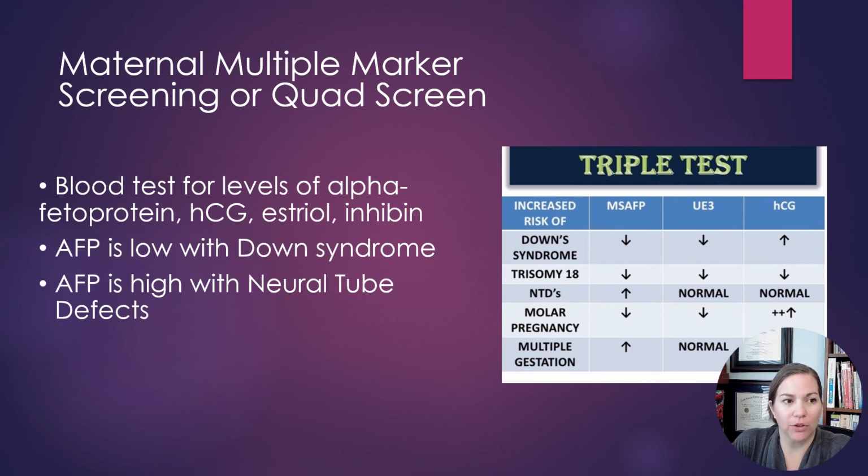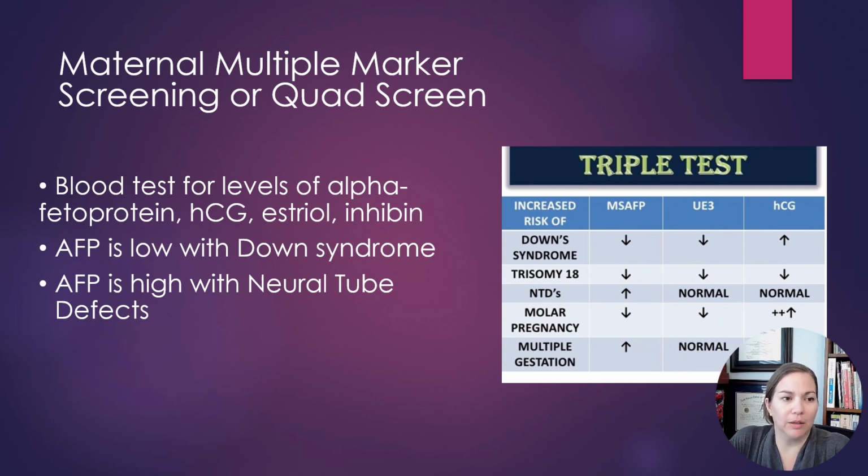All right, here's another view of the multiple marker screening, also called a quad screen. The picture here is actually a triple test, so they've added one other factor for that. I wish my picture wasn't right over the corner of that. But as I said before, this maternal AFP screening is the first column of arrows here.